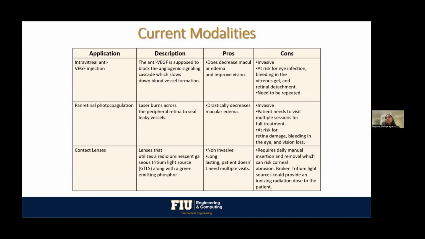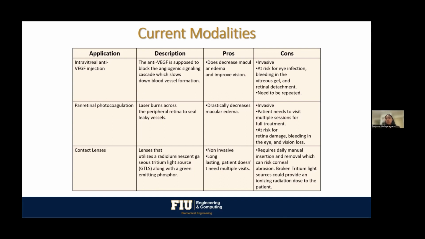So some examples of these current modalities are intravitreal anti-VEGF injection and panretinal photocoagulation. Although both do decrease macular edema, a common symptom of diabetic retinopathy, and do improve vision, they're both invasive, require multiple revisits, and lead to further risk of eye damage.